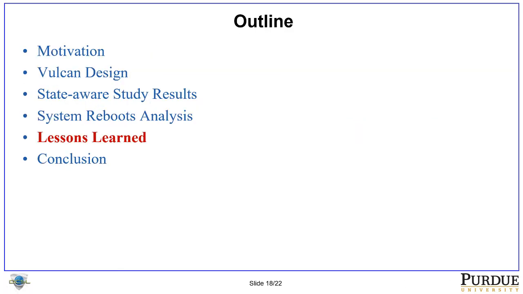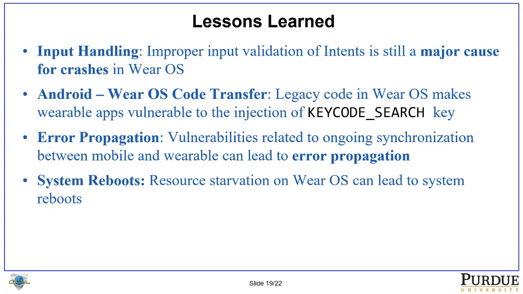Next, let's discuss the lessons learned from this state-aware study. First, improper input validation of intents is still a major cause of crashes in Wear OS. Also, we found that legacy code in Wear OS, code that is shared with Android OS, makes wearable applications vulnerable to injection of key code events in the device. Also, we found vulnerabilities related to the ongoing synchronization between the mobile device and the wearable device. In this case, for example, if one wearable application crashes, this error can be propagated to the mobile application, making the mobile application crash. And finally, Wear OS is vulnerable to system reboots due to resource starvation.